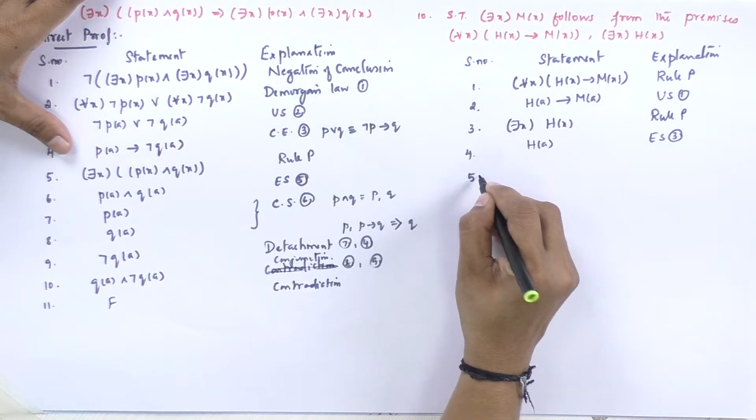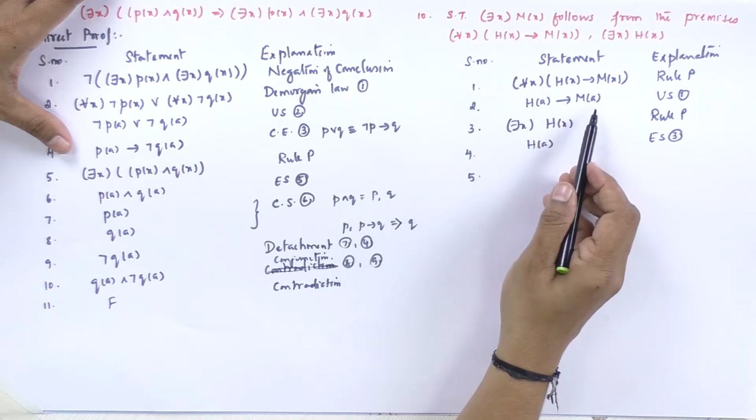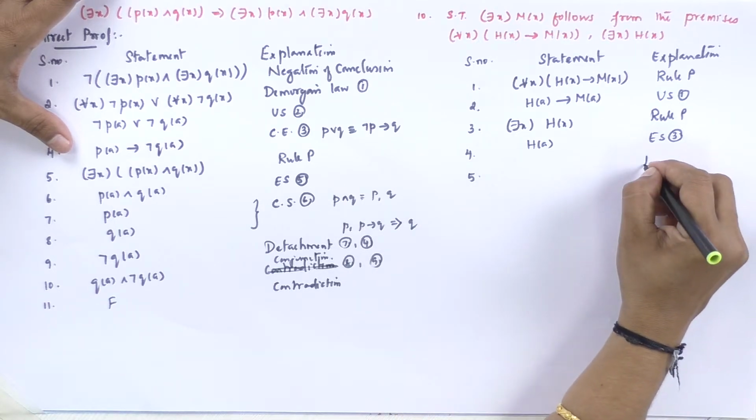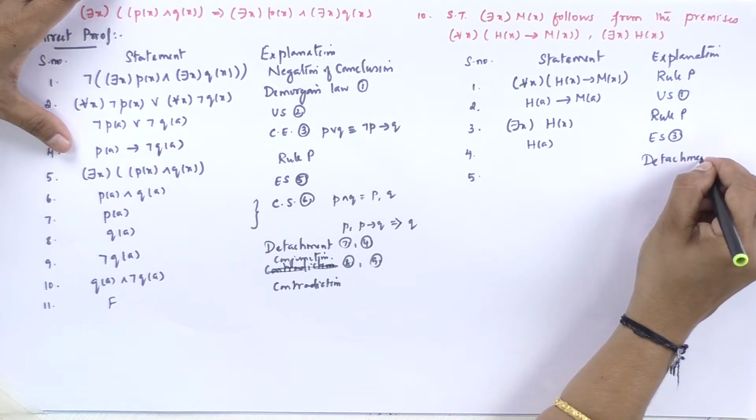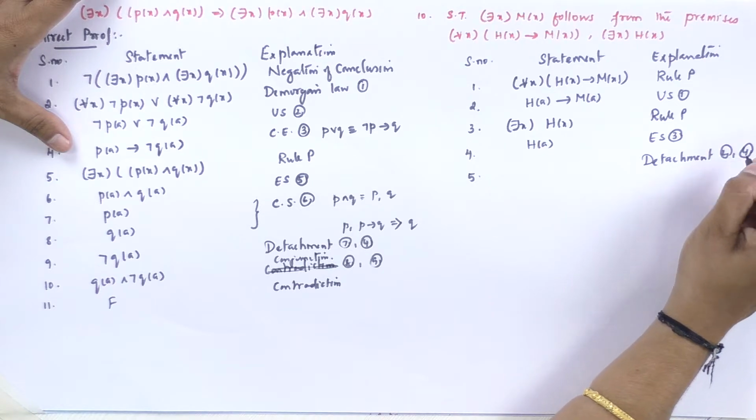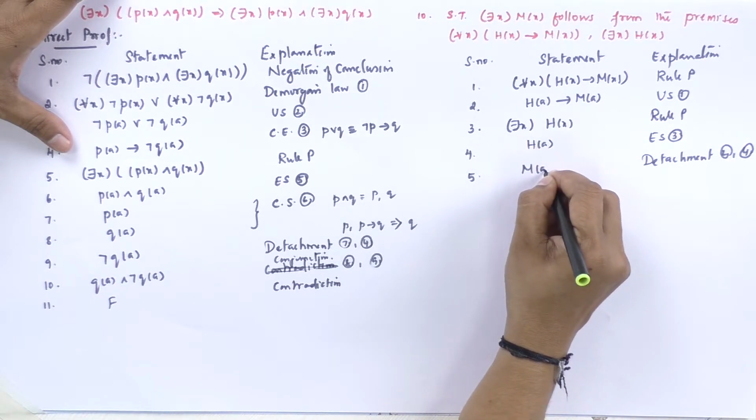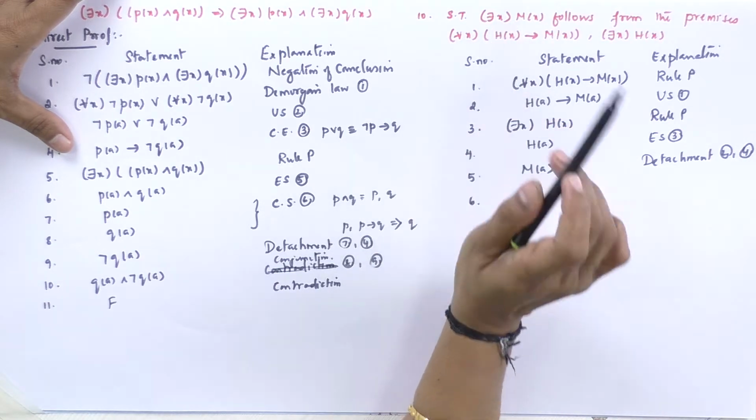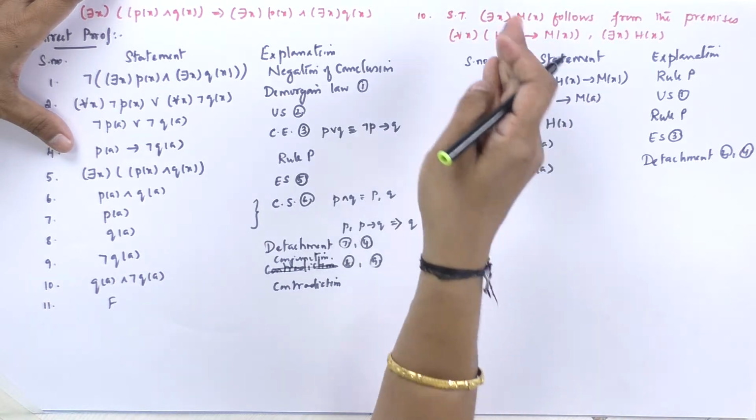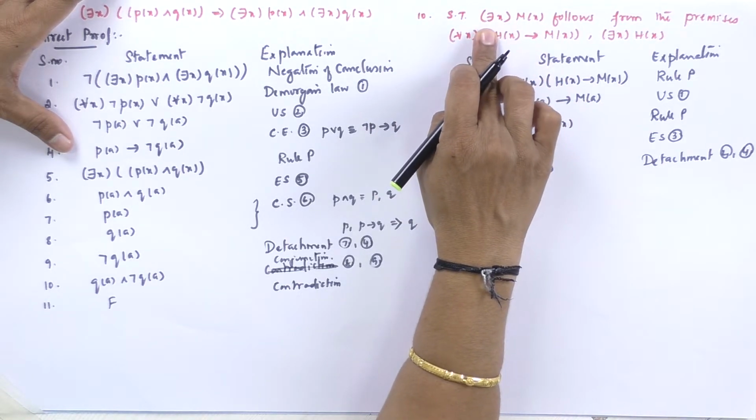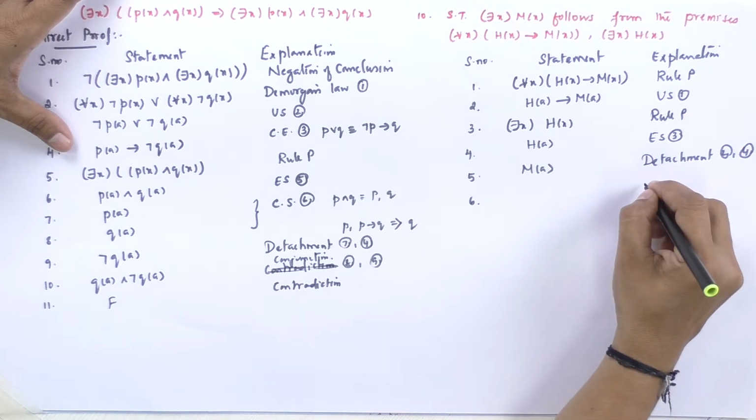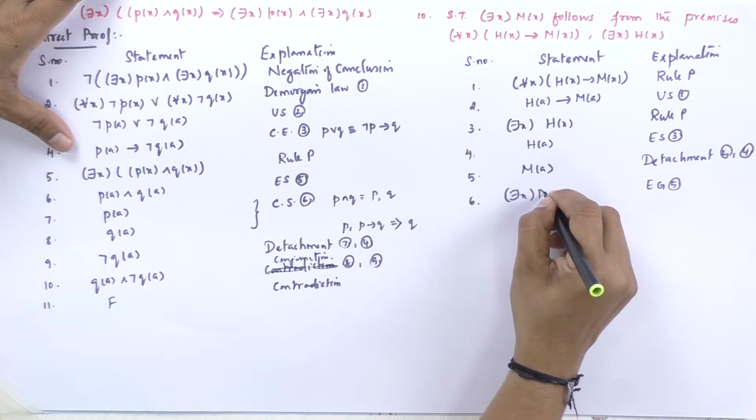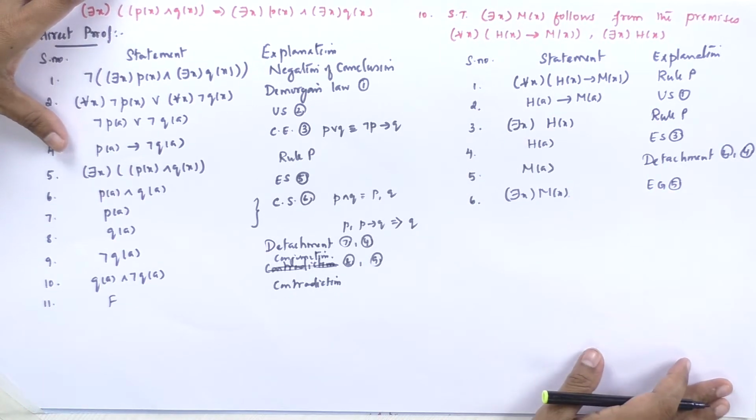H of A. So now see this, we have P conditional Q. P conditional Q gives Q. What is the law called? The law is detachment. So detachment on 2 and 4. Detachment on 2 and 4, what do we get? M of A. So now see the conclusion part. In the conclusion, we have the quantification symbol as existential. So now we are generalizing it, with the existential quantification symbol. So it is EG on 5. So therefore we have there exists X, M of X. So that is the conclusion part of the problem.